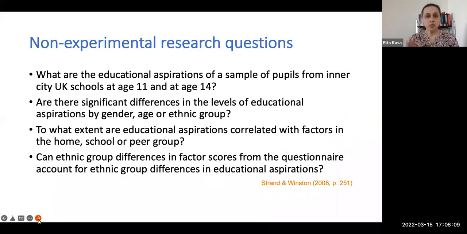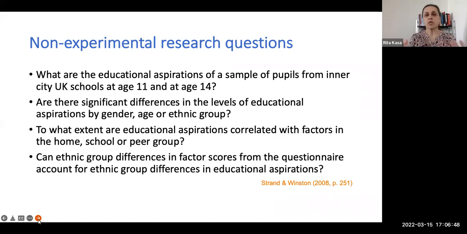Now, let me just illustrate these two with some research questions. For example, non-experimental research questions would ask, and these are examples from a study in the UK, what are the educational aspirations of a sample of pupils from inner city schools at age 11 and at age 14? This research question implies that there will be data collected on educational aspirations among pupils who are 11 years old and 14 years old and who study in inner city schools in Great Britain.